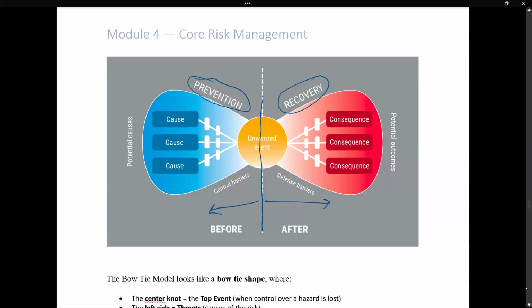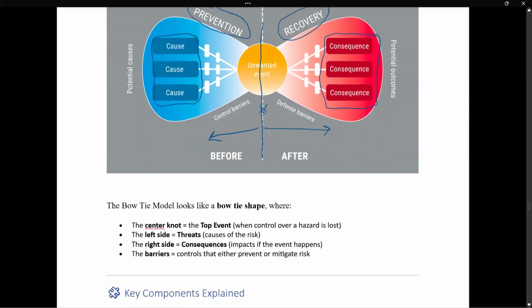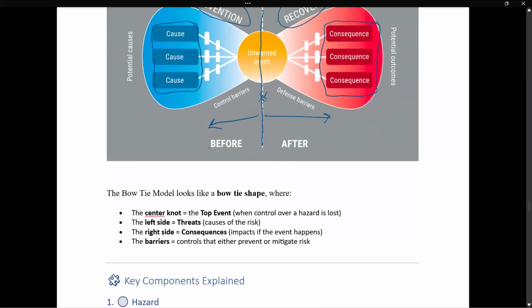Before the data breach happens, the threats are the cause of the event. But once the event materializes, you are going to see the consequences, meaning the impact, right? So now keep this diagram in your mind. I'll explain a few things here. Same thing I explained right here.